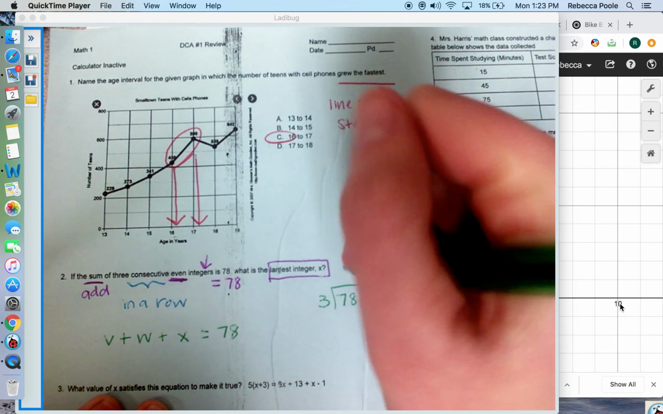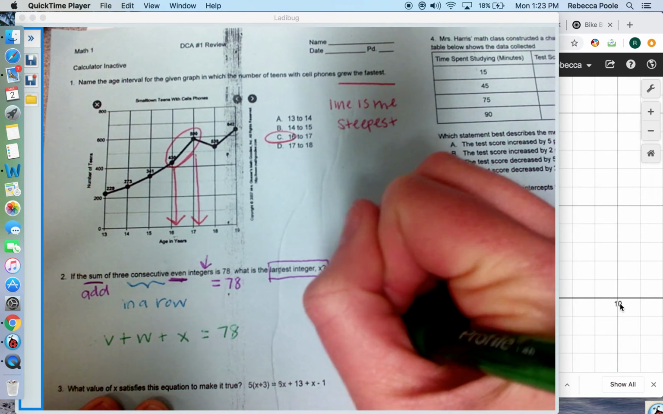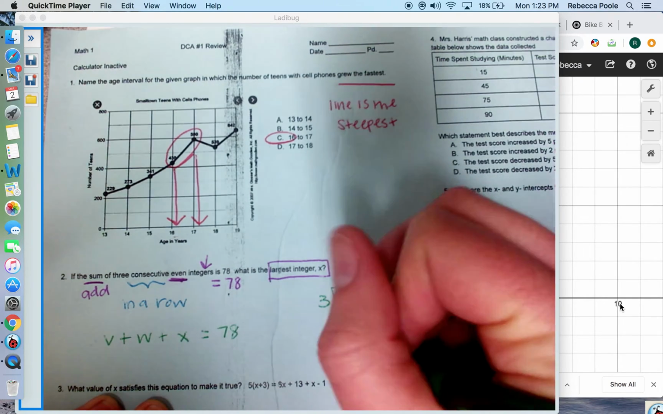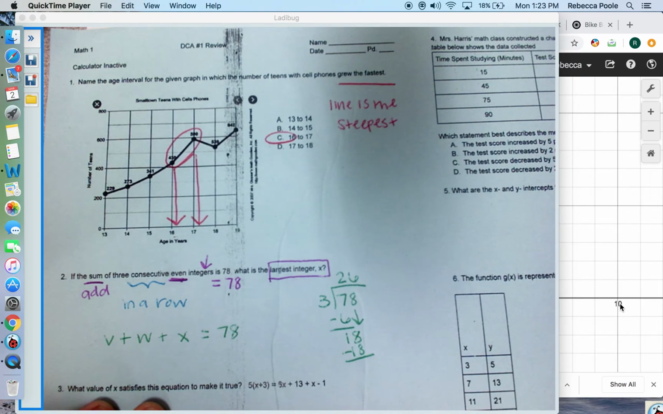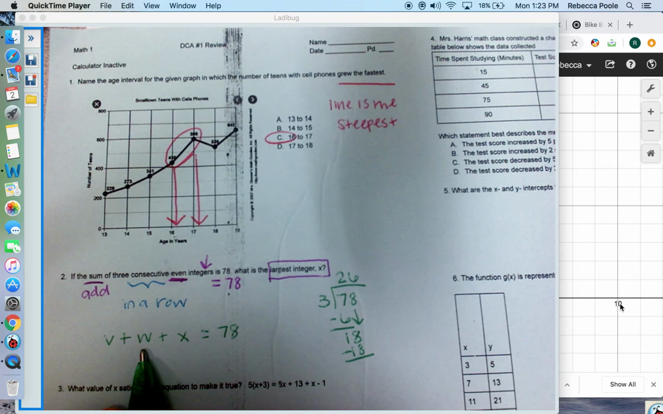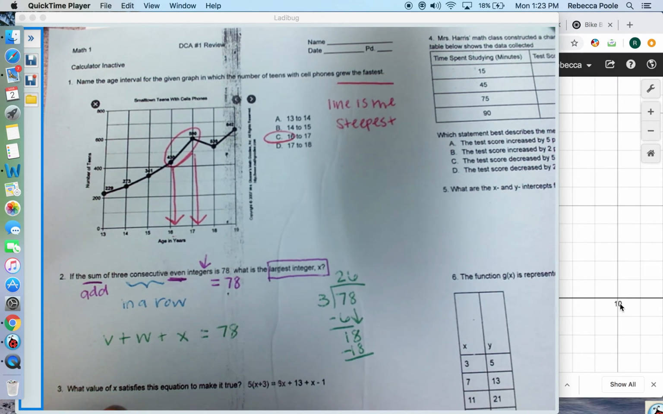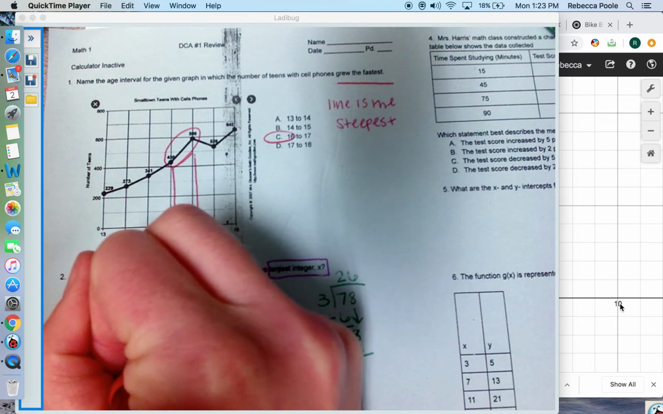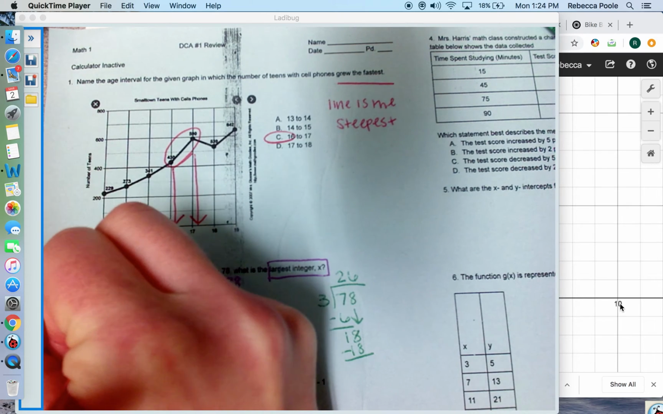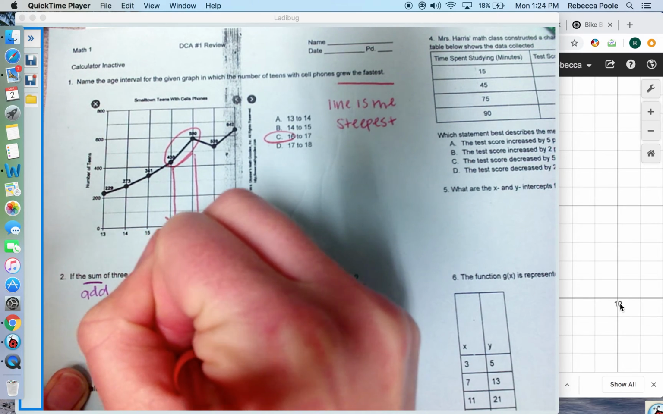So 3 goes into 7 2 times. That'll give me 6, right? Subtract 6, I get 1. Bring down the 8. 3 goes into 18 6 times. And that makes 18, so there's no remainder. So 26 is my middle number probably, because that is the average that I got when I divided 78 by 3. So I'm going to try putting 26 in the middle, which means the even number that comes right before 26 would be 24. And the even number that comes right after 26 should be 28.